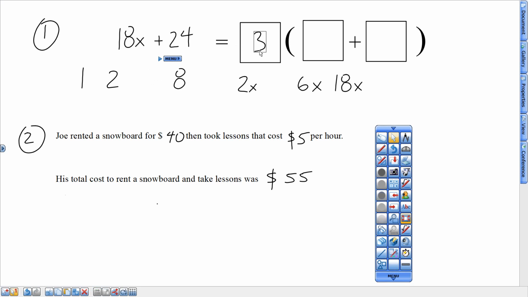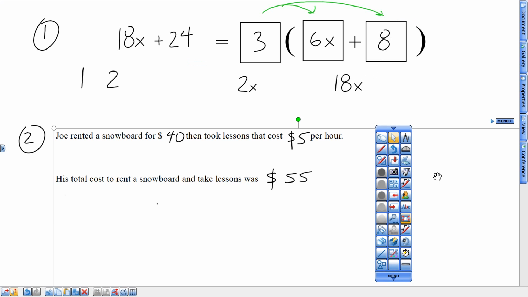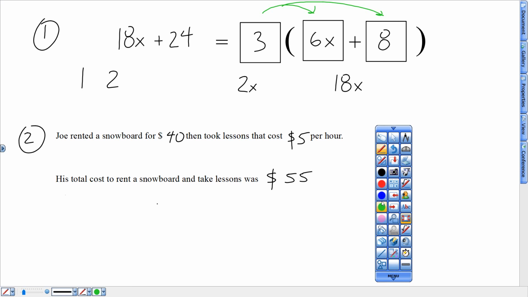If I put 3 here, looking at my remaining choices, it looks like if I put 6x there, that will give me the 18x I'm looking for. So now I just need one last number times that 3 to get that 24, and it looks like of my list, I have that number right here, which is 8. Those are the numbers that will work for this problem, because if I distribute, 3 times 6x gives me 18x plus 3 all the way down times that 8, 24.